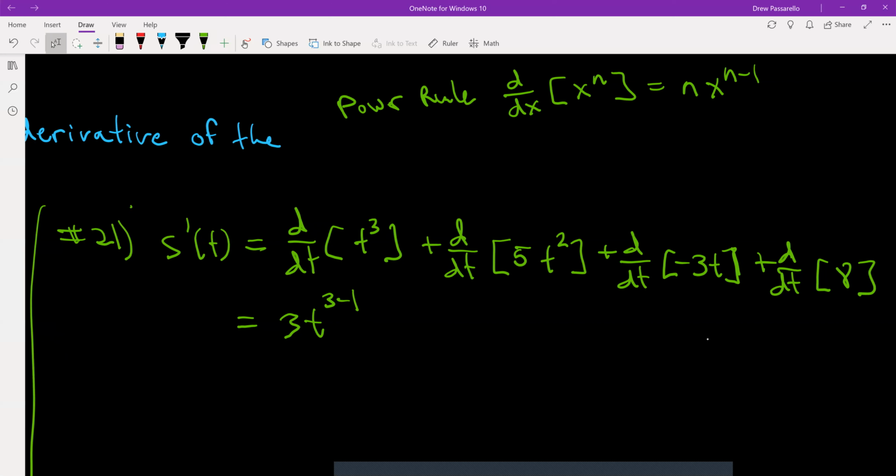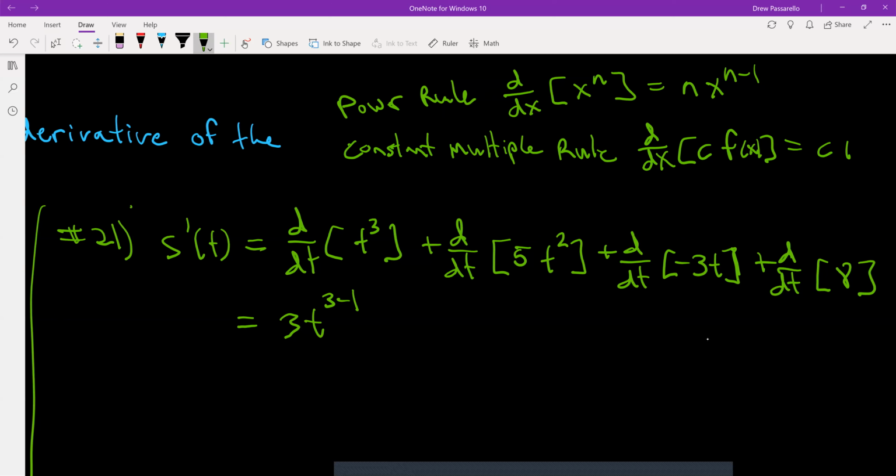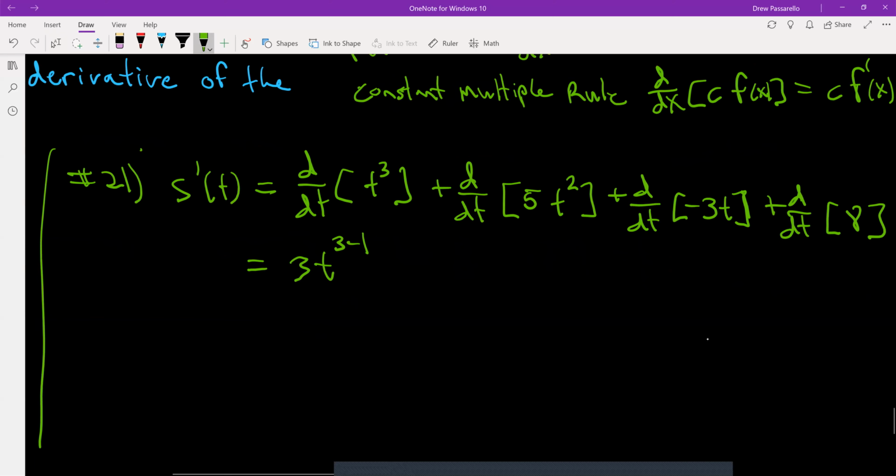And for the next term, I'm going to first factor out 5, and that's using the constant multiple rule, which just says you bring out the constant and then find the derivative. So it's c times f prime of x. All right, so that's the constant multiple rule. So I'm going to factor out 5 and then focus on taking the derivative of t squared.